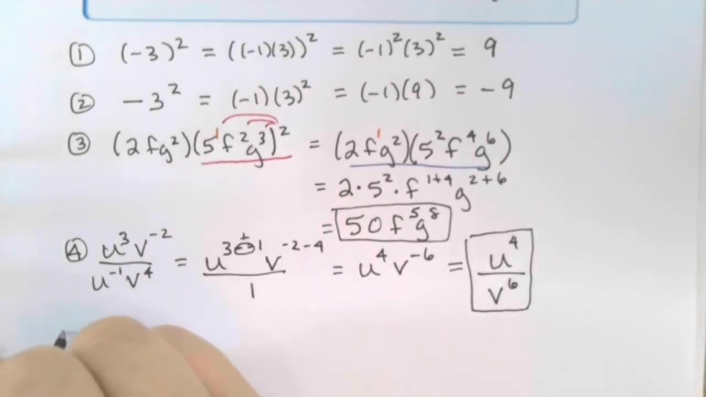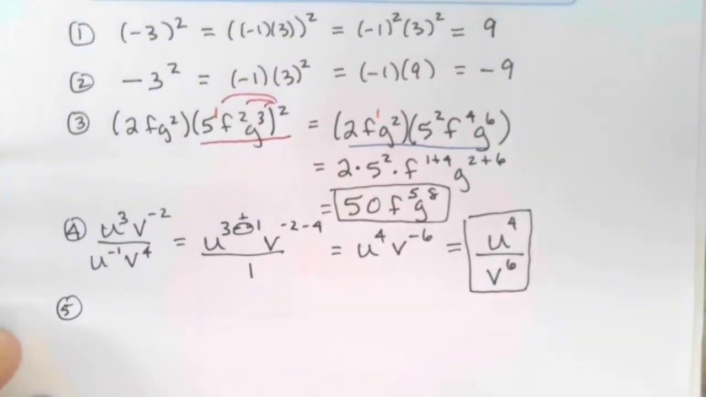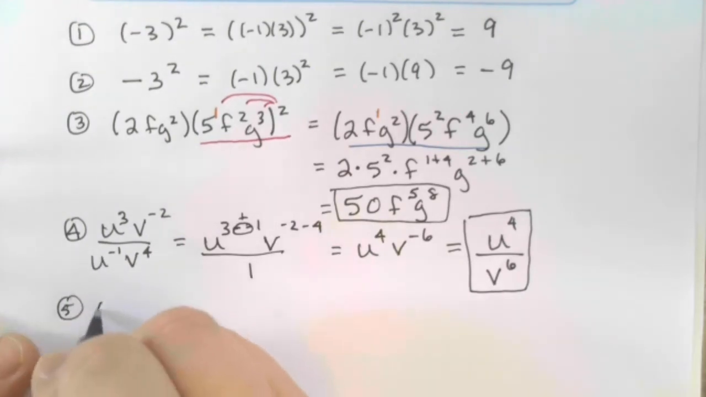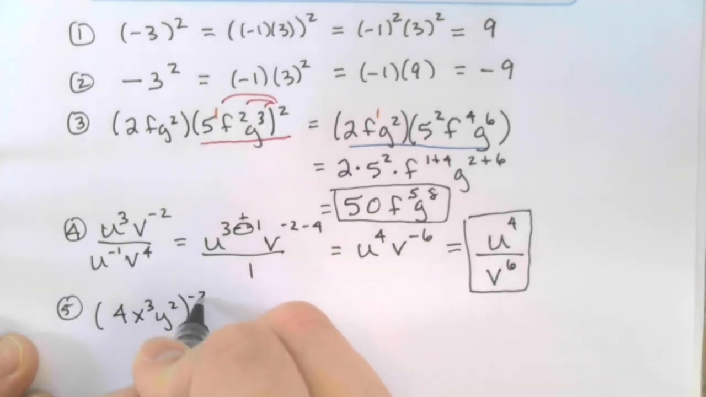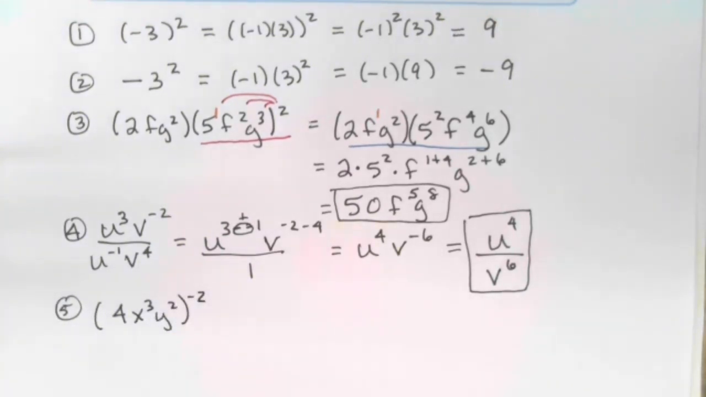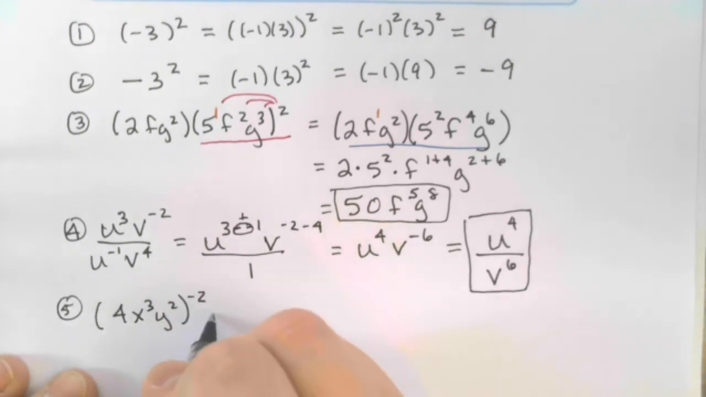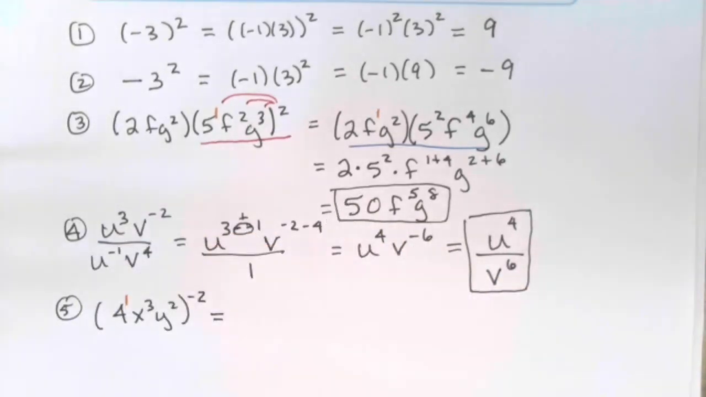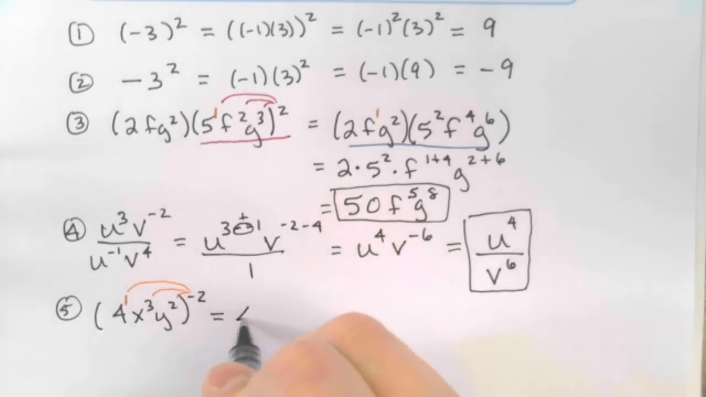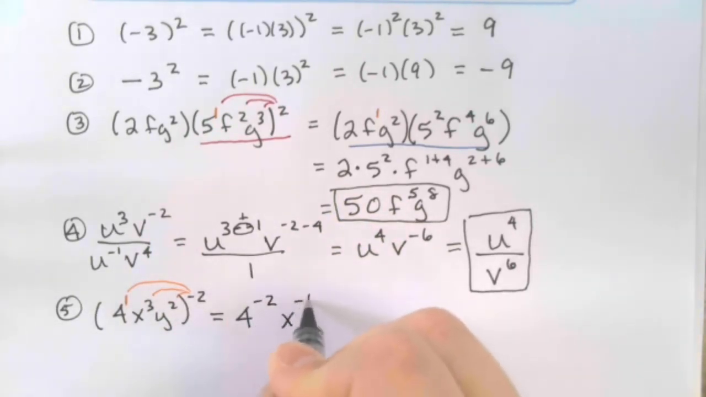All right, last one, and then we're going to wrap this up. Example number 5. We're going to do (4x³y²) to the -2. If you think you've got this, pause the video, work the problem out, and then restart it and see if you are correct. So first thing I'm going to do is distribute the -2. Remember, the 4 has an invisible 1, so the -2 is going to get used 1, 2, 3 times, and it will be multiplied. So we have 4 to the -2, x to the -6, y to the -4.